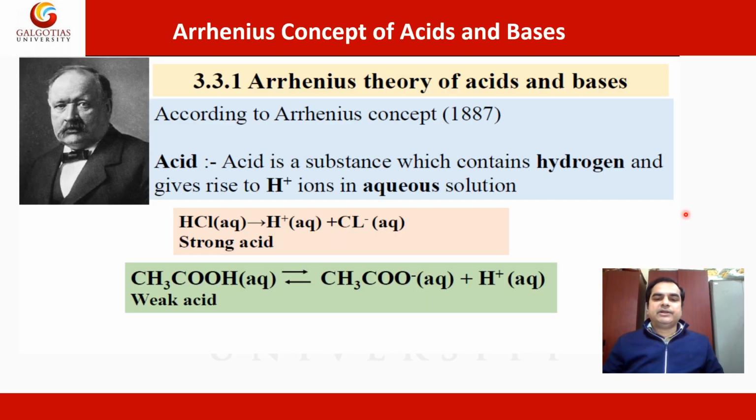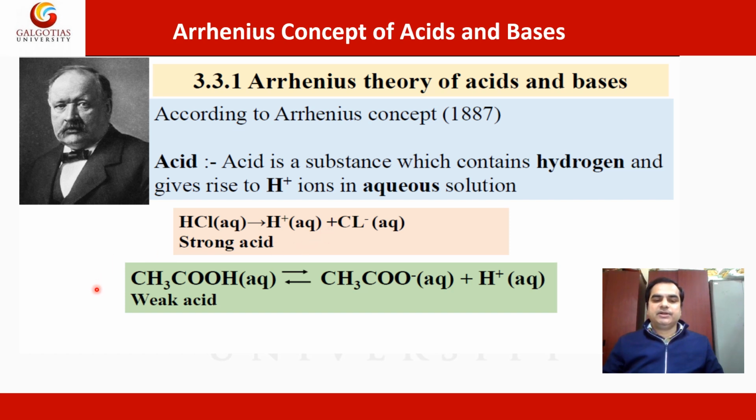Now come to the Arrhenius concept of acids and bases. According to the Arrhenius theory of acids and bases, given in 1887, acids are substances which contain hydrogen and give rise to H+ ions in aqueous solution. As we can see in this reaction, HCl is referred to as a strong acid. When it dissolves in water, it dissociates into H+ aqueous plus Cl- aqueous ions. Because it gives H+ ions in the aqueous solution, it is referred to as an acid.